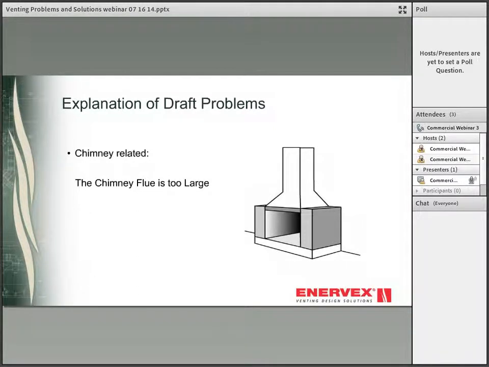Possible solutions include relining the chimney to reduce the flue opening and match the requirements of the appliance it serves. Another solution is to convert the gas fireplace back to its original wood-burning design. Or, of course, you can install a mechanical venting system.